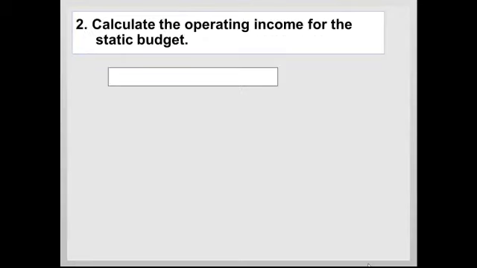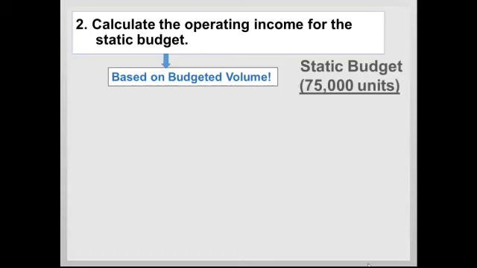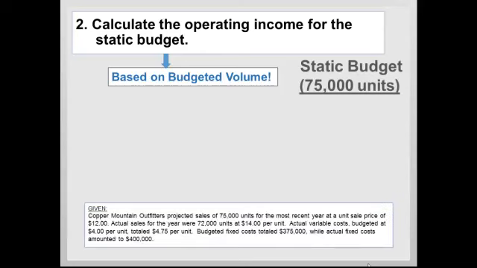All right, the second question says calculate the operating income for the static budget. The static budget is based on budgeted volume. It is the planning budget and is prepared before the period starts. So the static budget will be based on planned volume of 75,000 units.